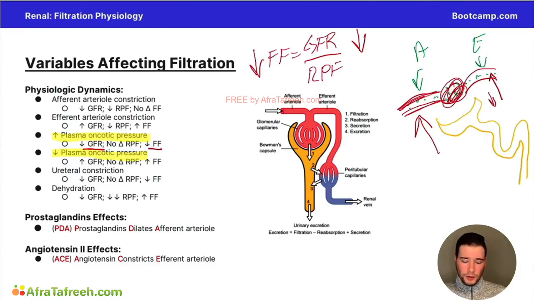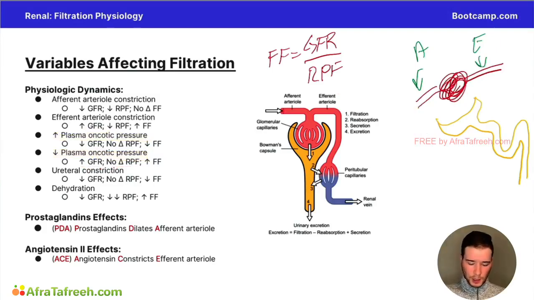The opposite is also true. If we decrease plasma oncotic pressure, we have less solute, we have less of a pull into the glomerulus, so we're going to increase GFR. Again, we're not going to change renal plasma flow because we don't change how much is going to the kidney, we change the content of what is going to the kidney. And this, of course, is going to increase our filtration fraction because it is the opposite of having too much oncotic pressure.